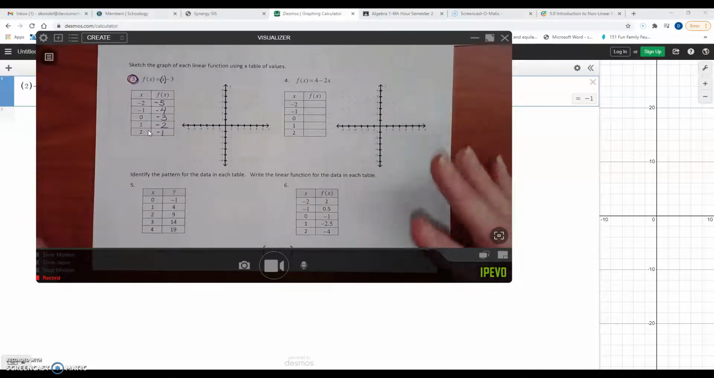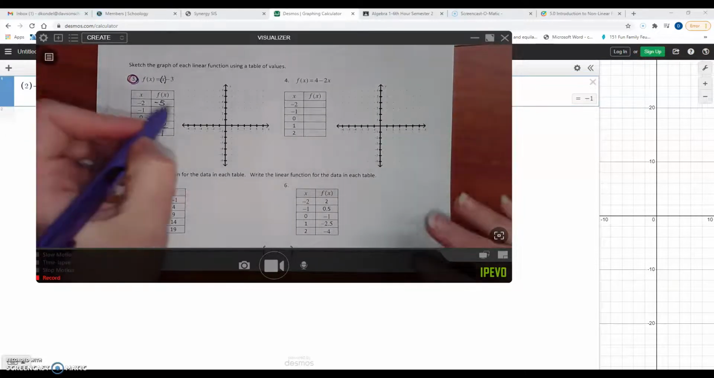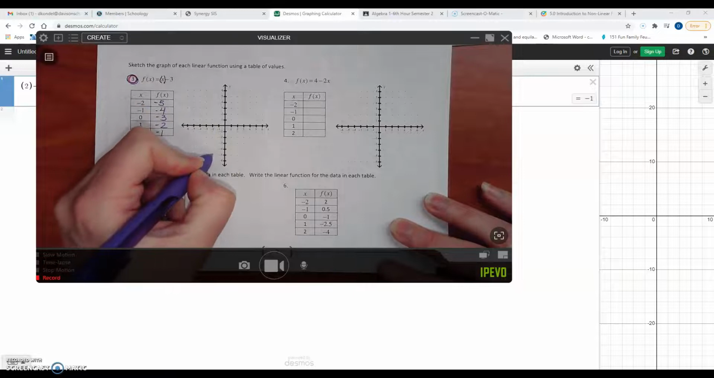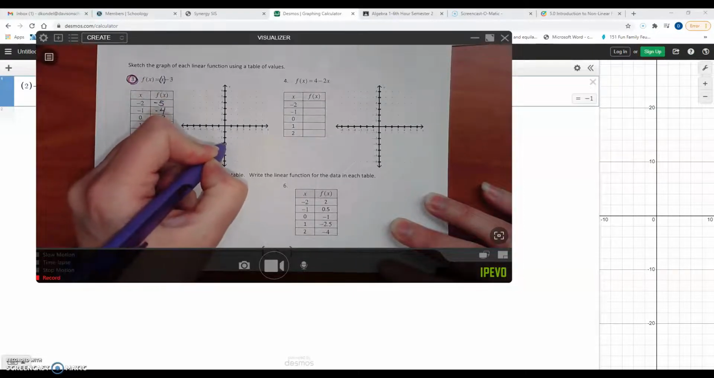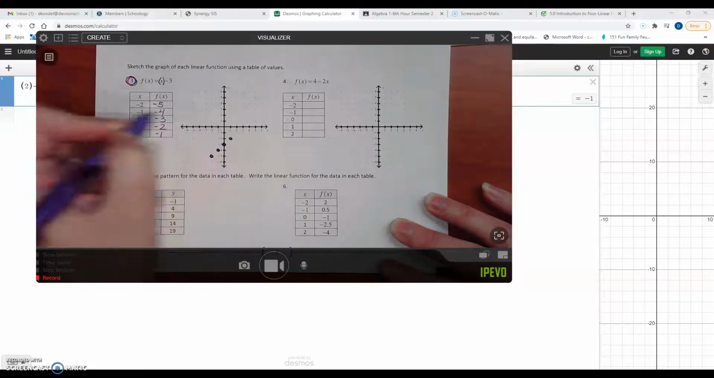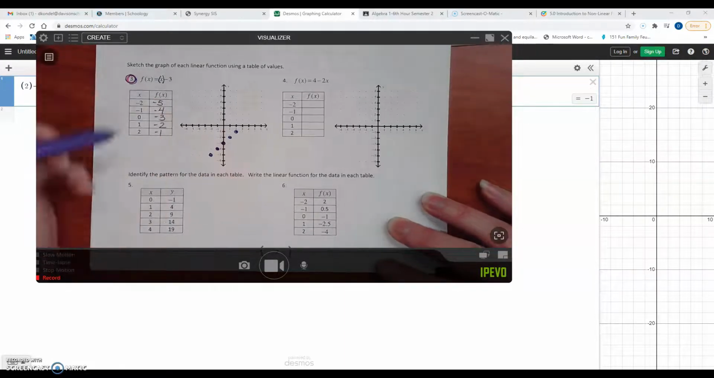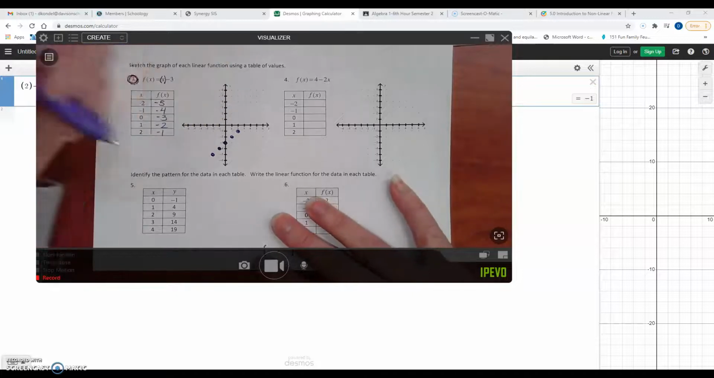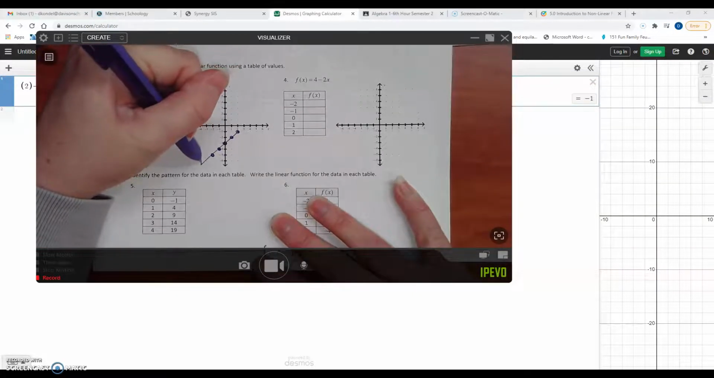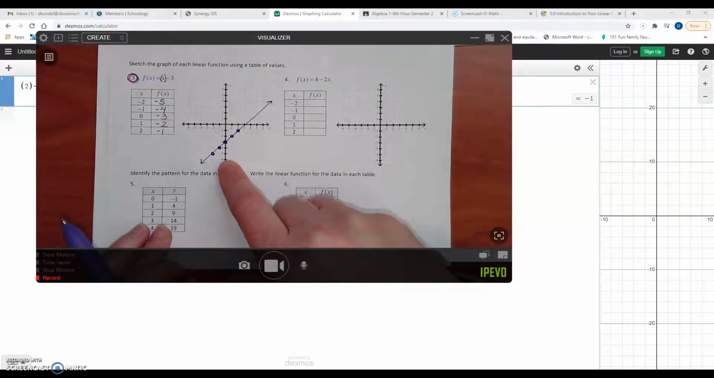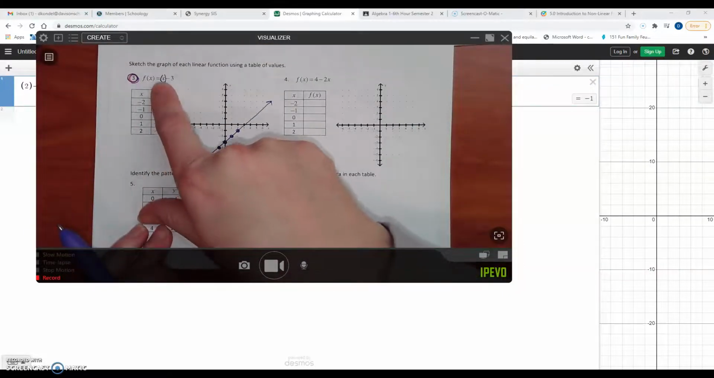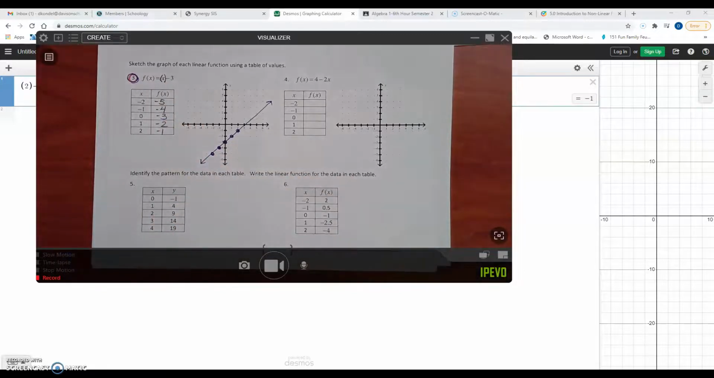I know that you don't have these, but I'm just going to show you how you would plot it. So -2, -5, -1, -4, 0, -3, 1, -2, 2, -1. And then since this is linear, if you were to play connect the dots, you would have a straight line. Notice there's nothing with the x, it's just an x and then -3. There's no exponent, there's nothing like that.